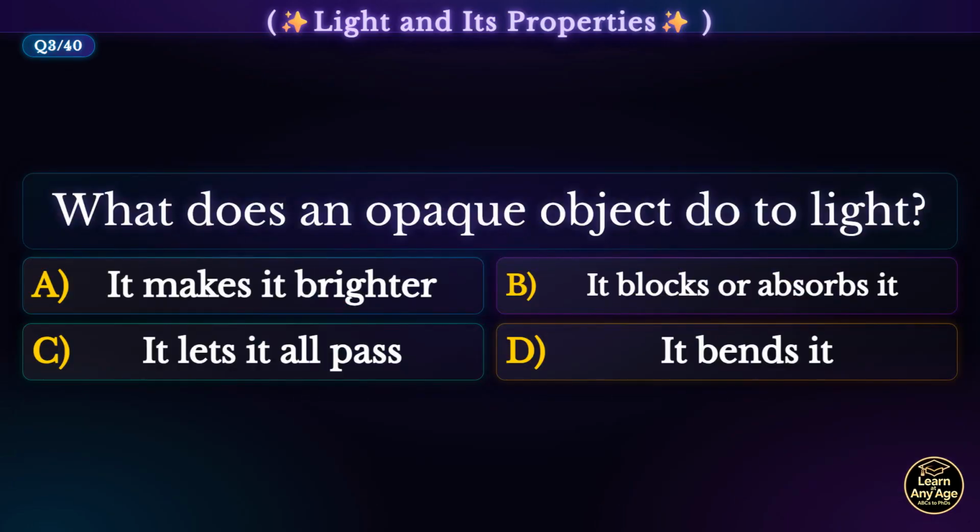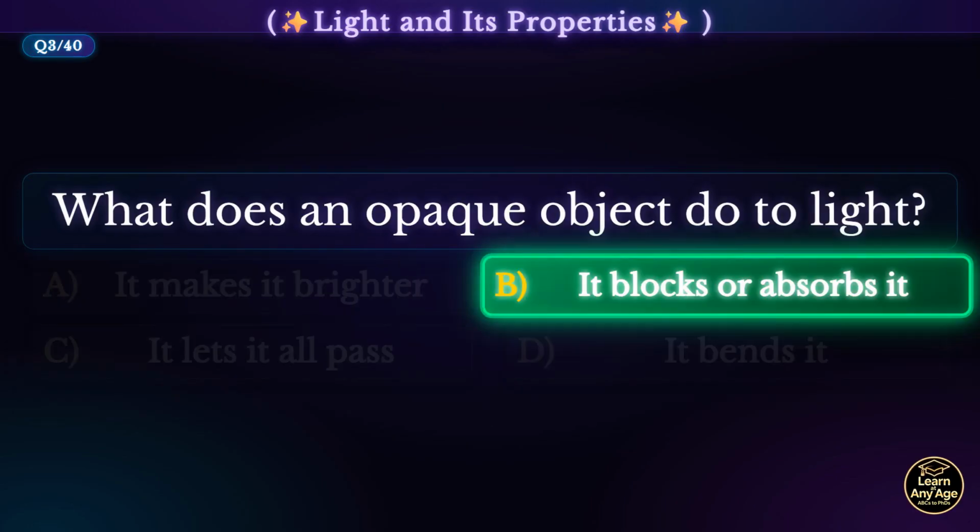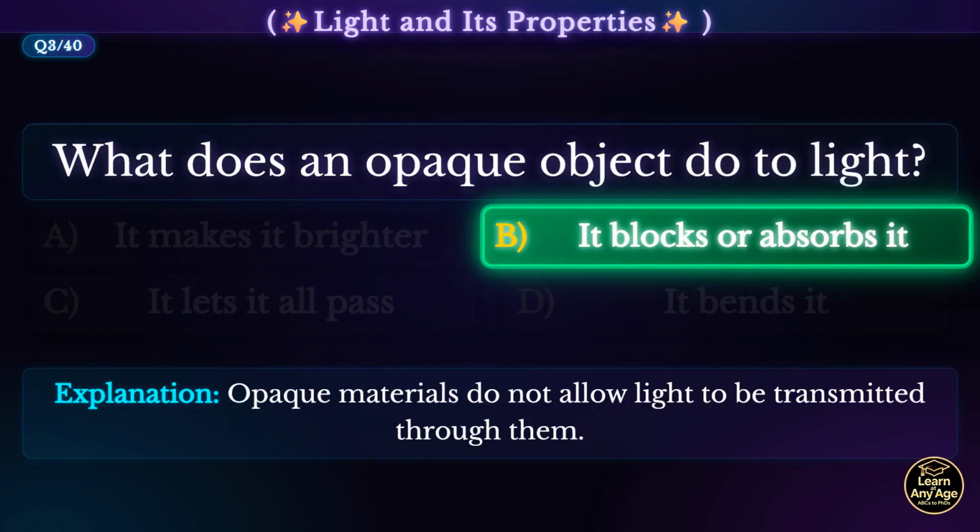What does an opaque object do to light? It makes it brighter. It blocks or absorbs it. It lets it all pass. It bends it. It blocks or absorbs it. Opaque materials do not allow light to be transmitted through them.